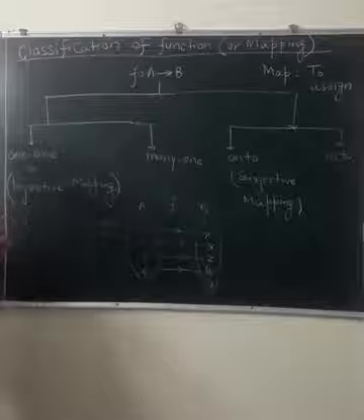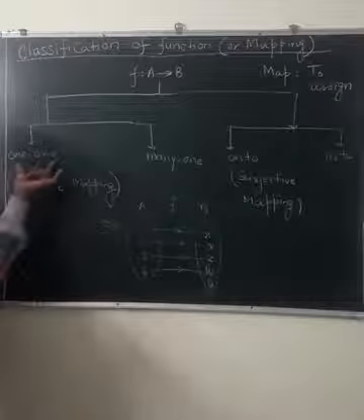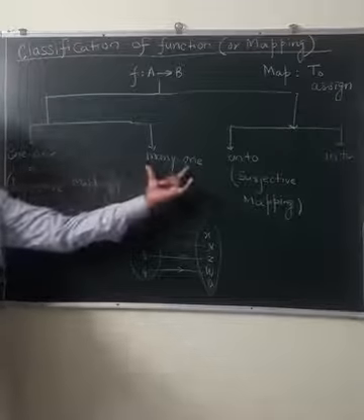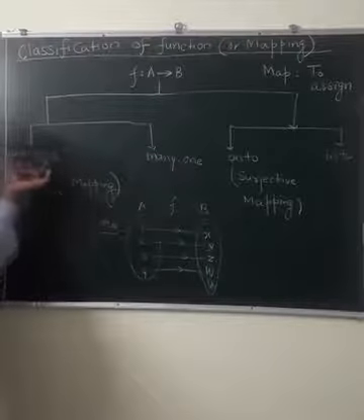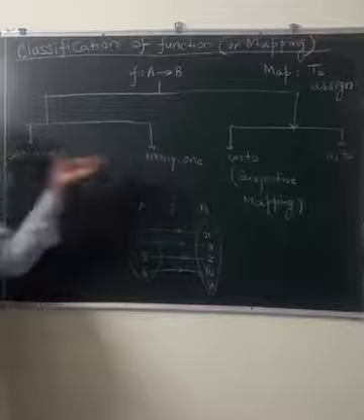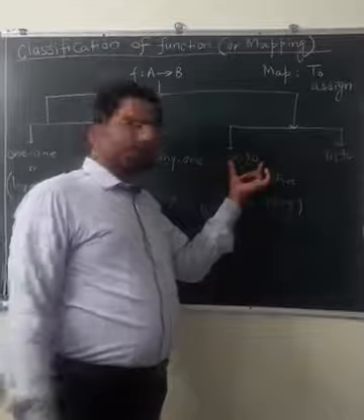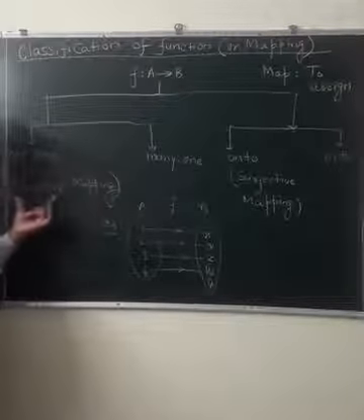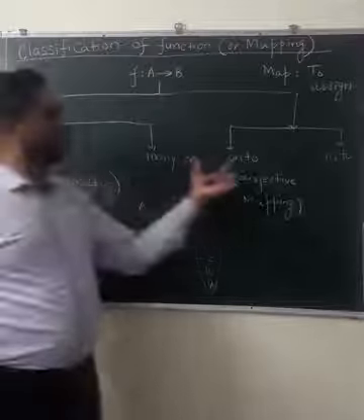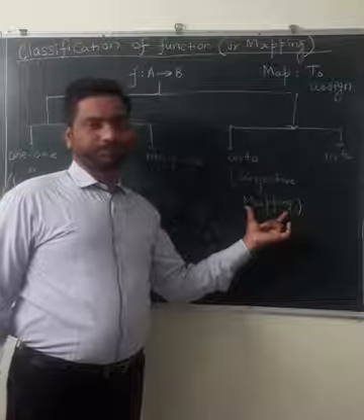Why I am dividing like this? Because one-one function and many-one function are complementary of each other. A function can be one-one or many-one, but not both. Similarly here, a function can be either onto or into, but cannot be both. One-one function is also said to be injective mapping and onto is said to be surjective mapping.